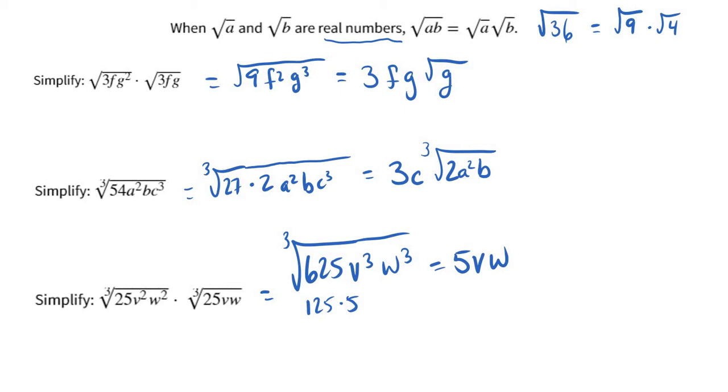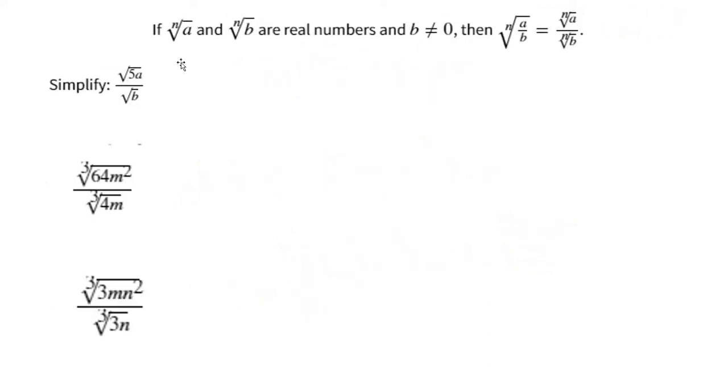Remember we broke that 625 up. The 5 would come out, because that's the cube root of 125, and then we'd still have the cube root of 5 left behind. So again, the v came out, the w came out, and there's our answer for that one, okay?